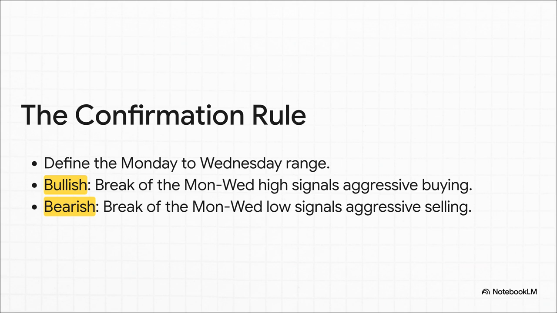So let's break this rule down into a few simple steps. First, you just define the high and the low of that Monday to Wednesday range. Now, for a bullish confirmation, if price breaks above that high later in the week, usually on a Thursday, that is a huge signal that price is going to move aggressively toward your weekly premium target. And for a bearish confirmation, if price breaks below the Monday to Wednesday low, that confirms a sell program that's targeting your weekly discount array.